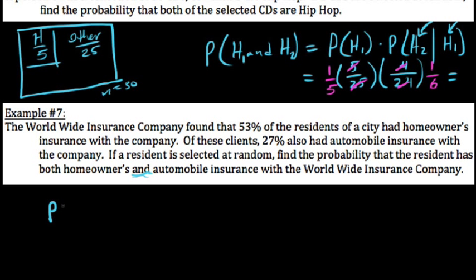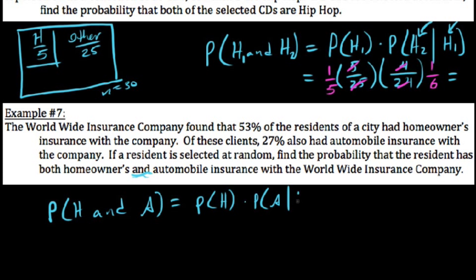It says probability homeowners, we'll call that H, and auto. So we've already got the probability we need. Let's rewrite this. This is the probability of the first thing times the probability of the second thing now, given that the first thing already happened. And now, the nice thing about it is we've already technically been given these probabilities. We say, the worldwide insurance company found 53% of its residents had homeowners. Well, then the probability of grabbing a homeowner is 53%. It's just that we need to write it as a decimal.